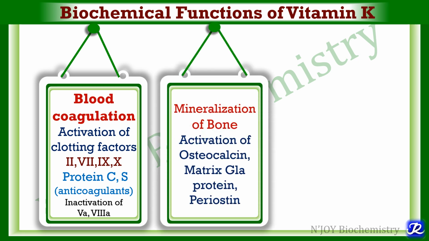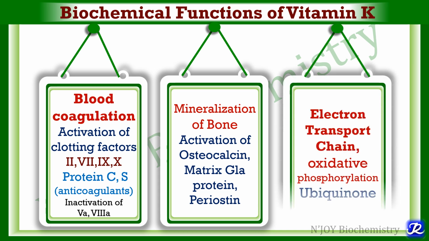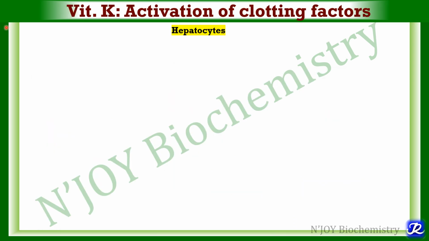Mineralization of bone is also an important biochemical function of vitamin K, because this vitamin K is involved in the activation of proteins like osteocalcin, matrix gamma carboxyglutamate protein and periostin. It has a role in electron transport chain and oxidative phosphorylation, because vitamin K is structurally related to ubiquinone, which is a component of the electron transport chain. Now let's see how activation of clotting factors occurs in hepatocytes.